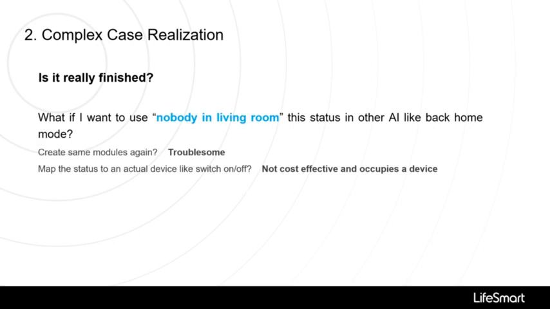Or we can use "no one in the living room" as a status, so we will need some kind of indicator to indicate this status. Do we need an actual device, such as a switch with an on-off status, to indicate the no-one-in-living-room status? This will not be so cost effective, because it will need another device.